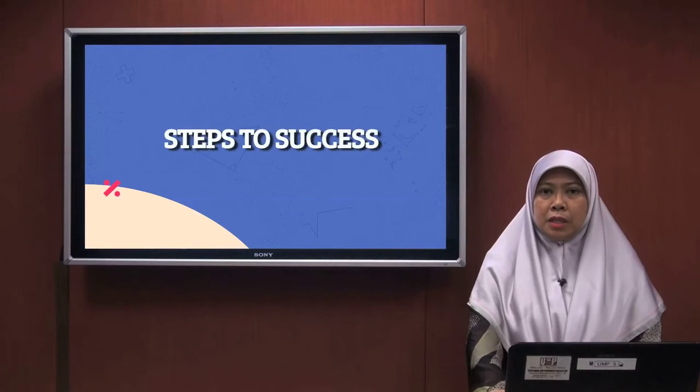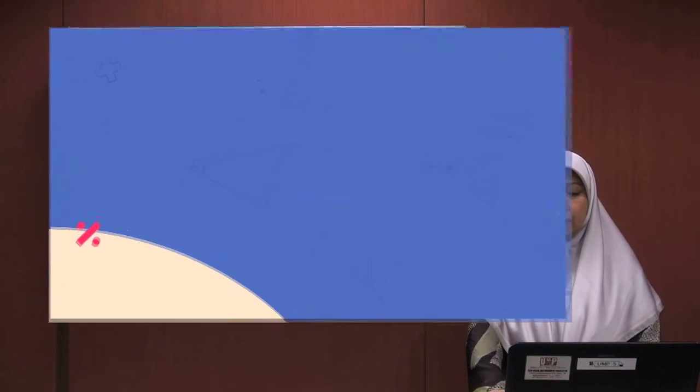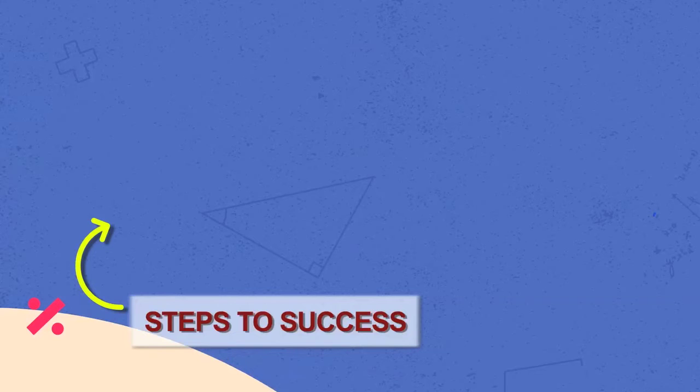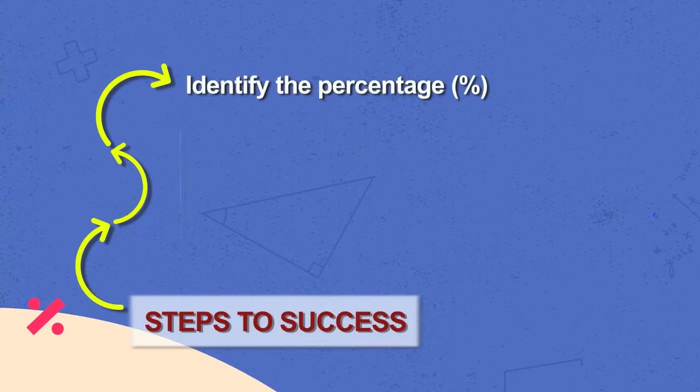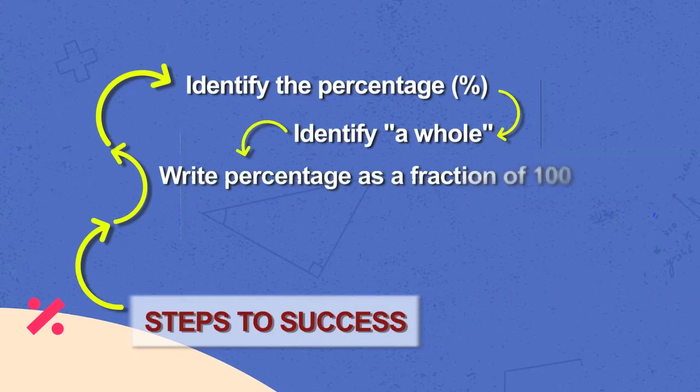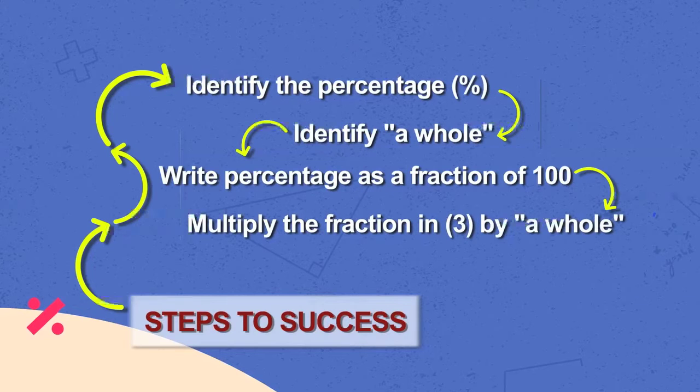The steps to success are: firstly, identify the percentage, and you will find a whole. Write the percentage as a fraction of 100. Then, multiply the fraction in step 3 by a whole. Lastly, show the working.